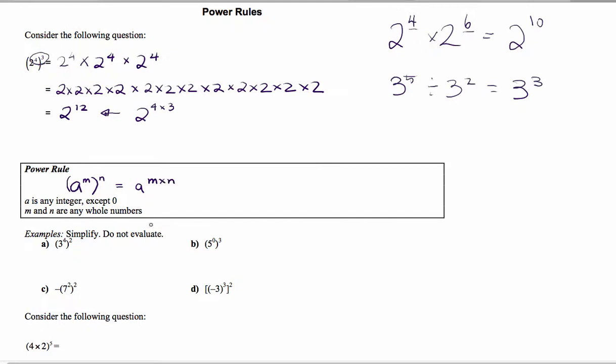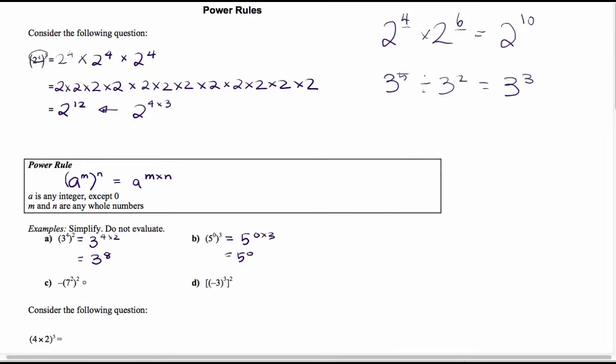So let's take a look at a few examples here. If we have 3 to the power of 4, and that's all raised to the power of 2, my base is 3, and then we have 4 times 2 as the exponent, which simplifies to 3 to the power of 8. Looking at the one beside here, 5 to the power of 0 and all raised to the power of 3 is going to be 5 to the power of 0 times 3, which is equal to 5 to the power of 0.